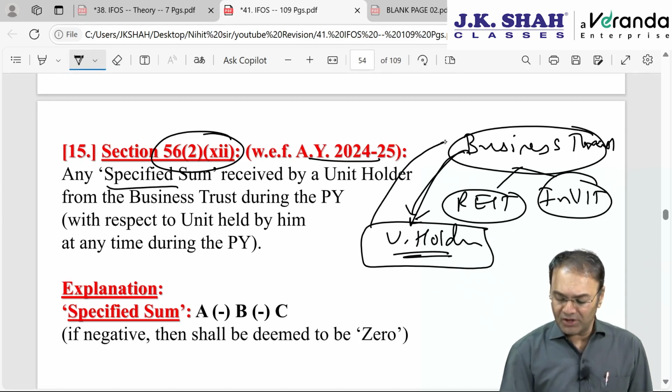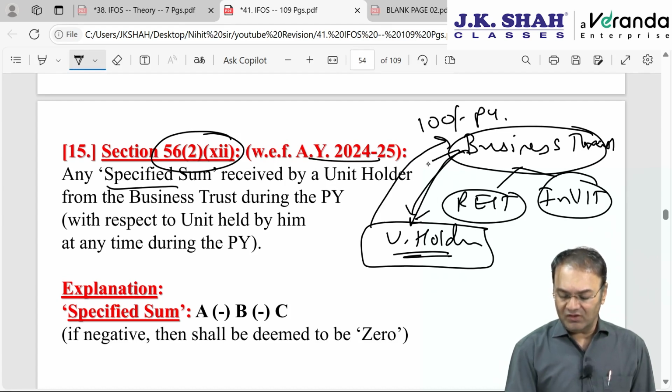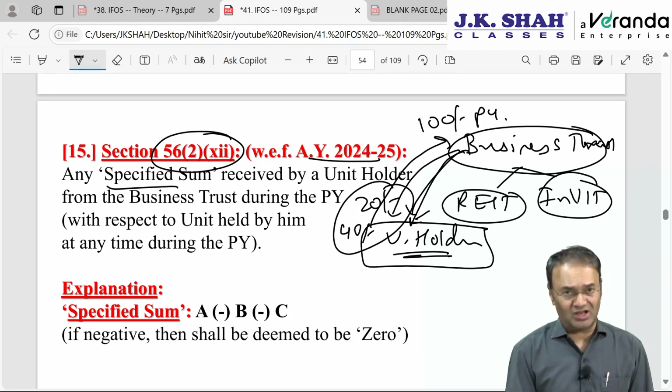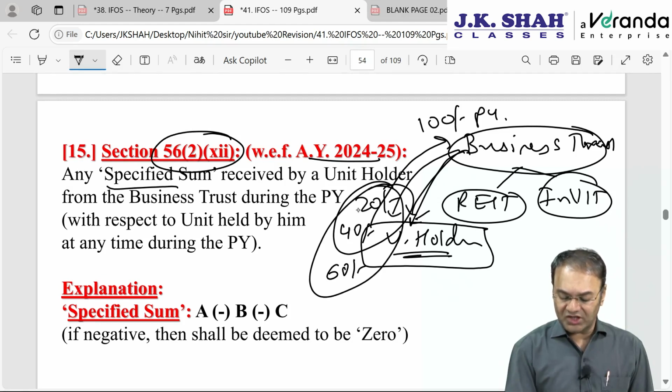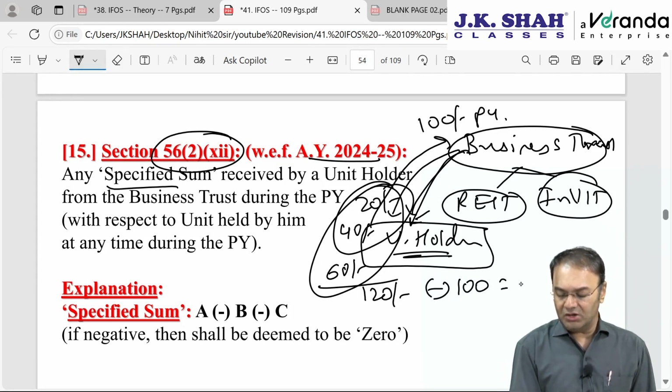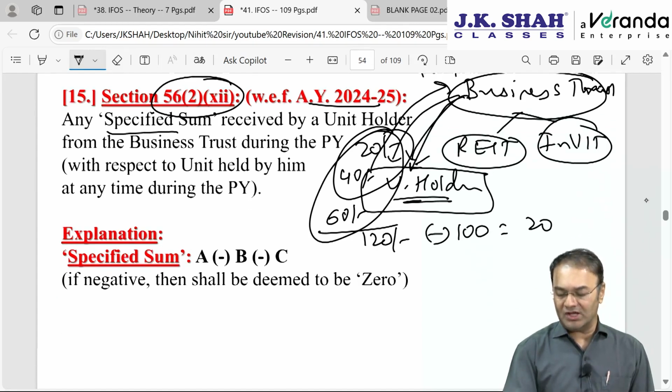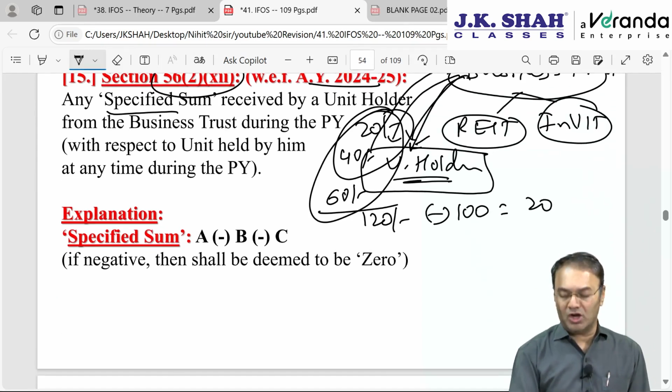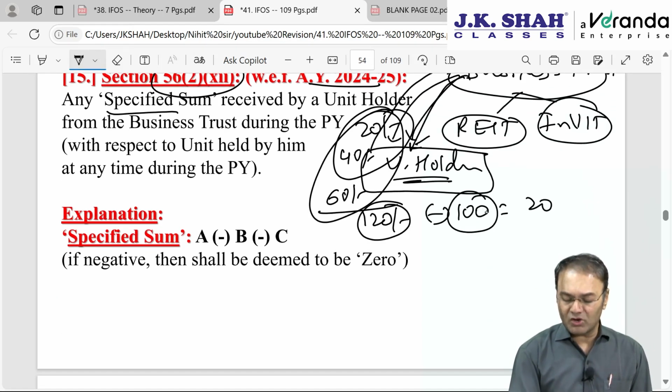So the unit holder had paid 100 rupees per unit to the business trust and he receives 20 rupees, the 20 is not taxable. Later he received 40 rupees, total has become 60, still nothing taxable. Again 60 rupees received, total received becomes 120. Now 120 minus 100, 20 rupees will be taxable. The amount taxable will be the amount received over and above what he had contributed.